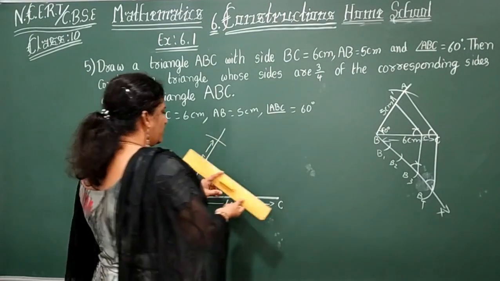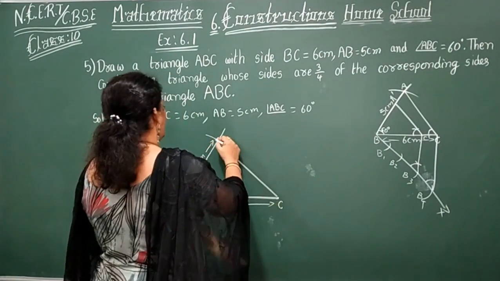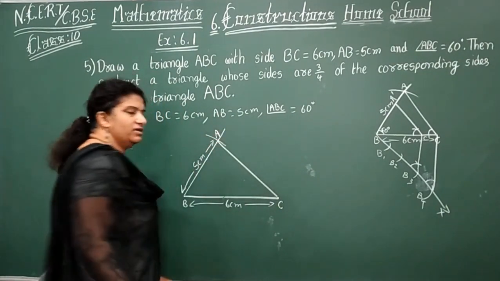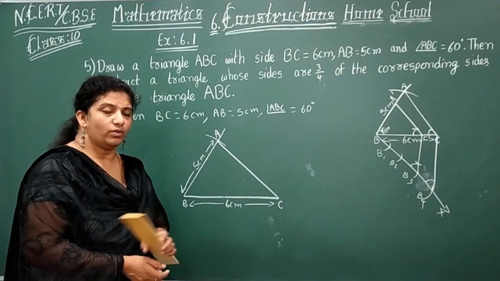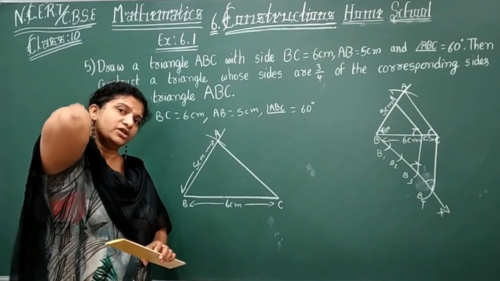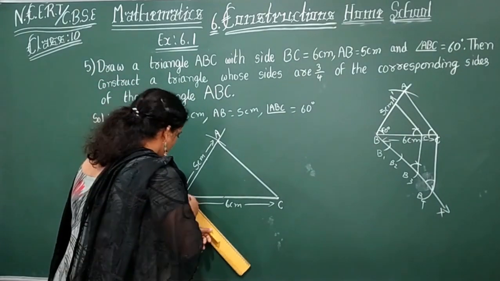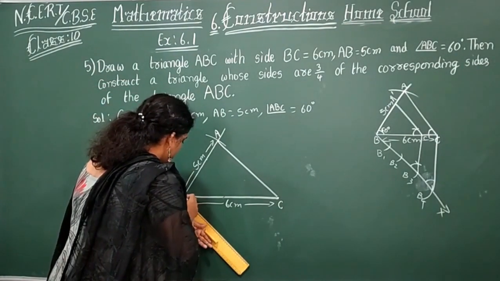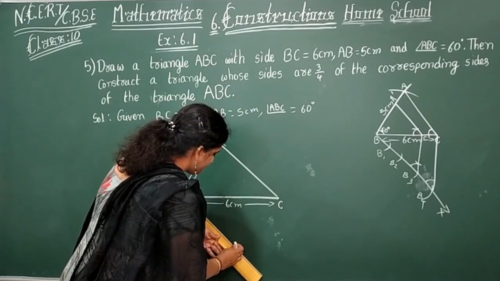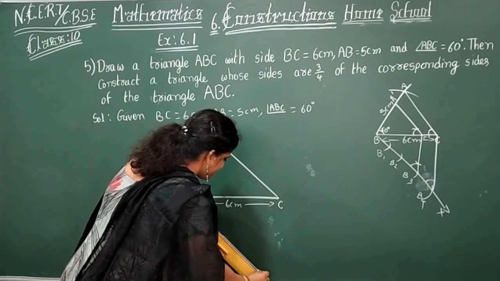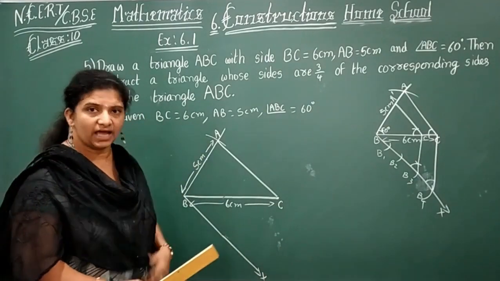Now join these two, and this point is A. So your triangle is completed. Construction of a triangle is completed. What is your second step here, children? Draw a ray which is acute. Draw a ray BX, which is acute.